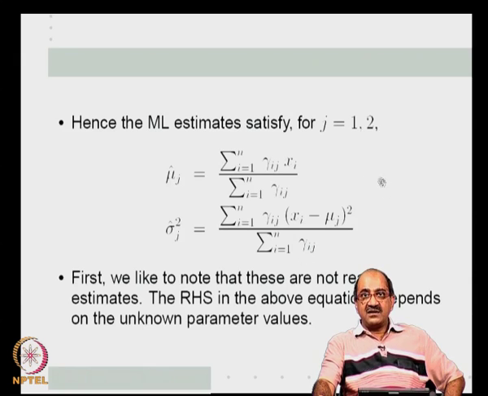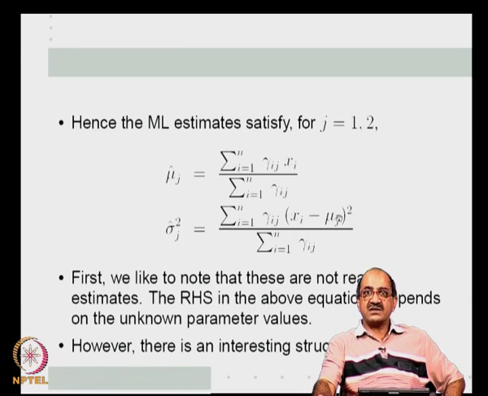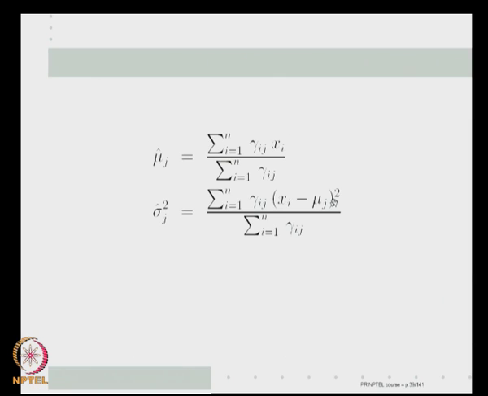But on the other hand, there is a very interesting structure here, right. See, for example, if gamma I j is equal to 1 for all I, it will be simply summation x I by n, which is the old sample mean estimate. So, there is a lot of structure here. So, let us look at the structure a little more closely. These are my estimates. Okay.